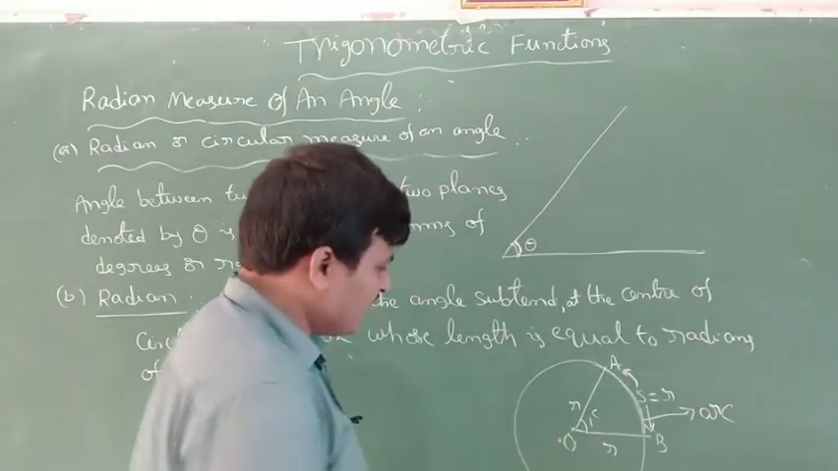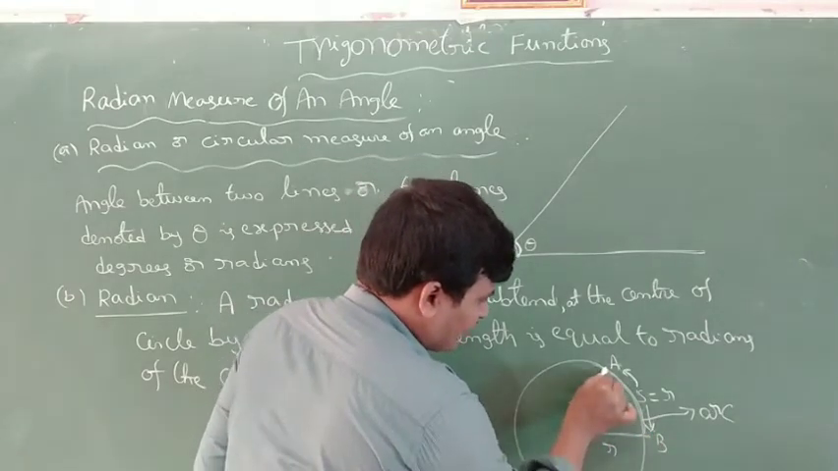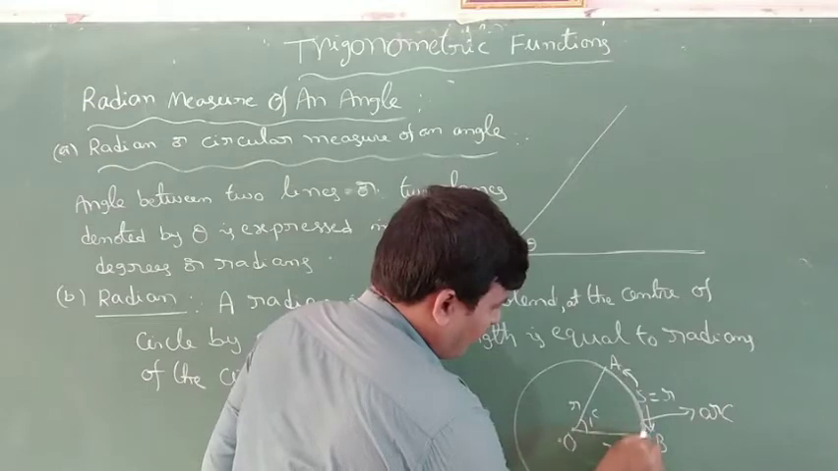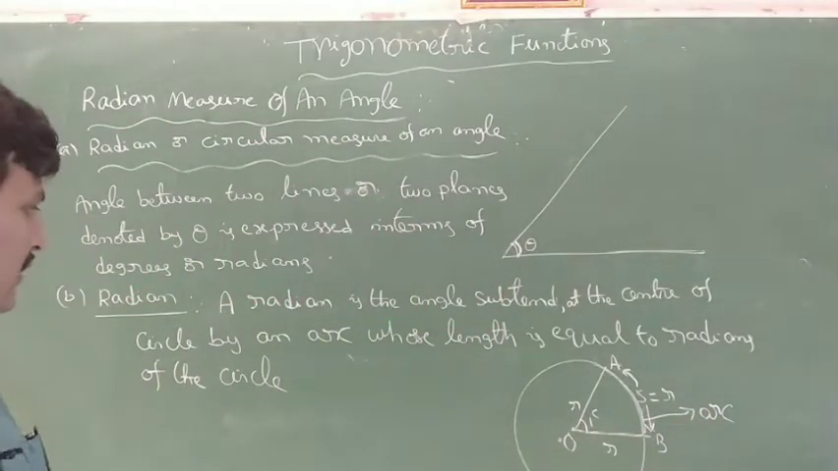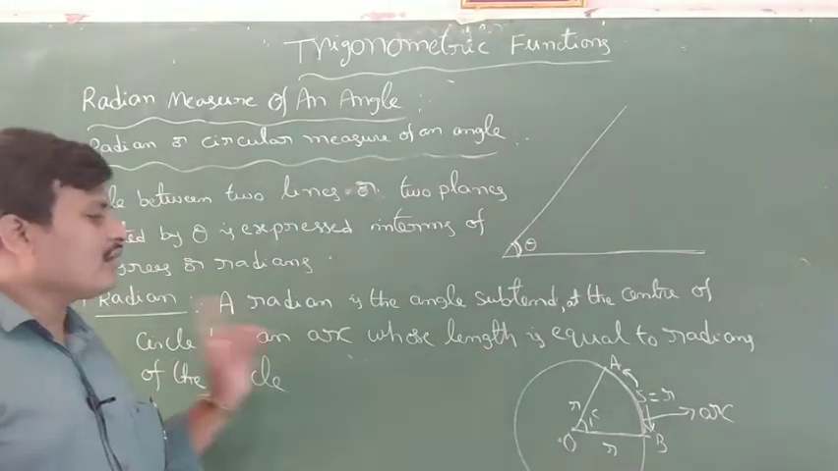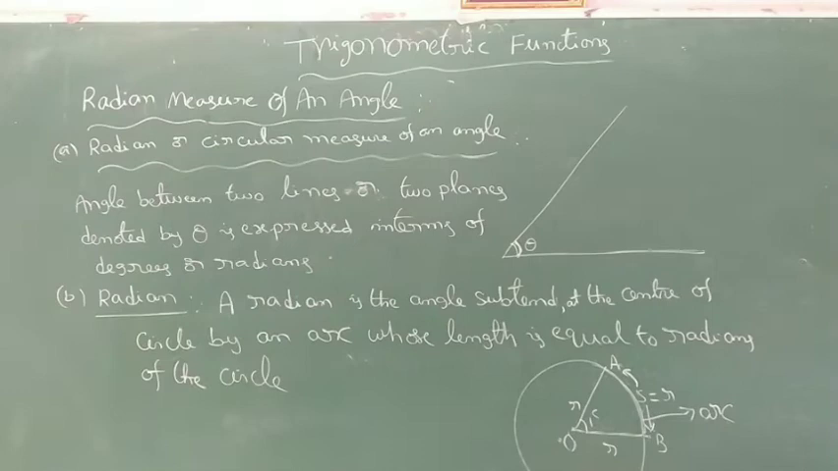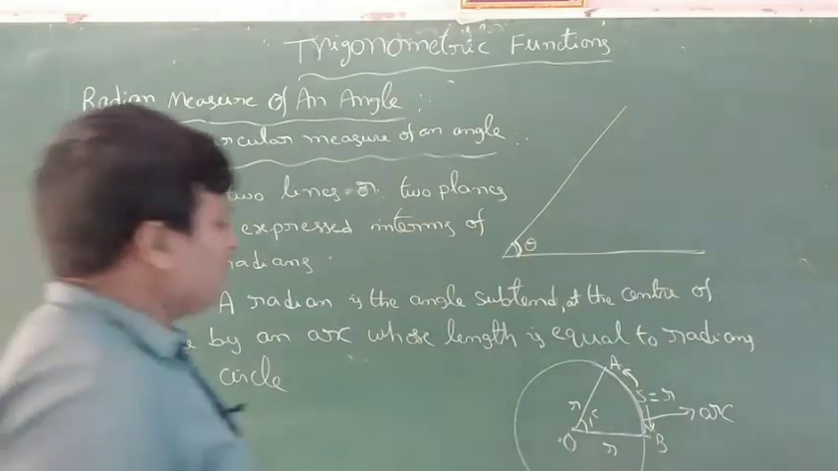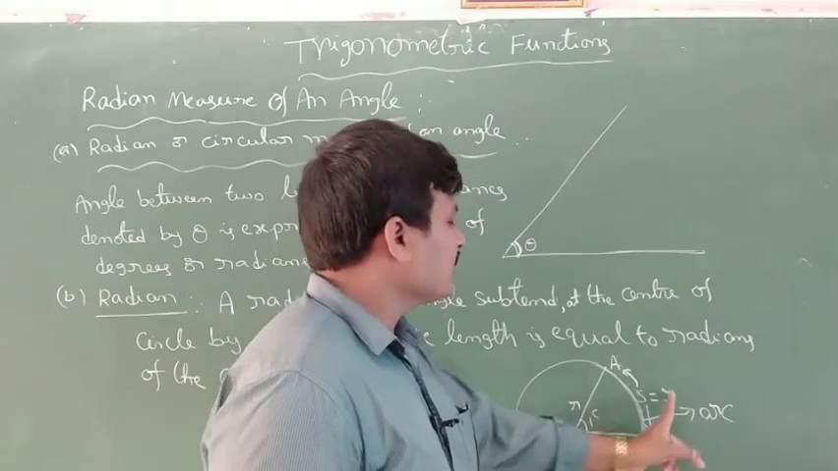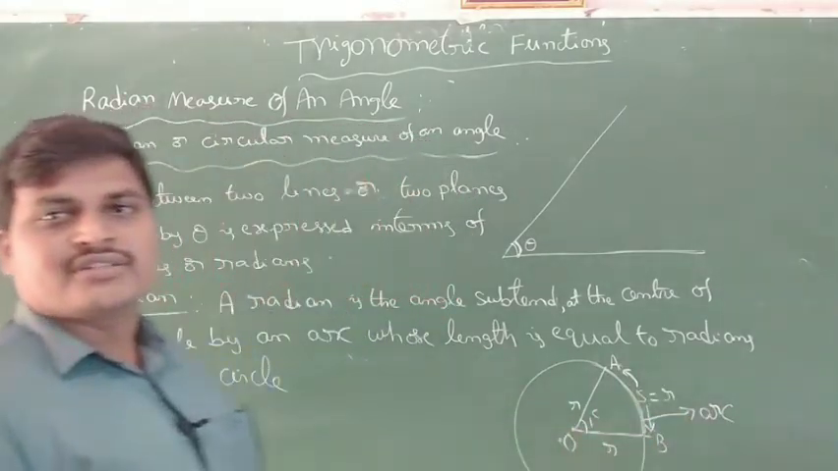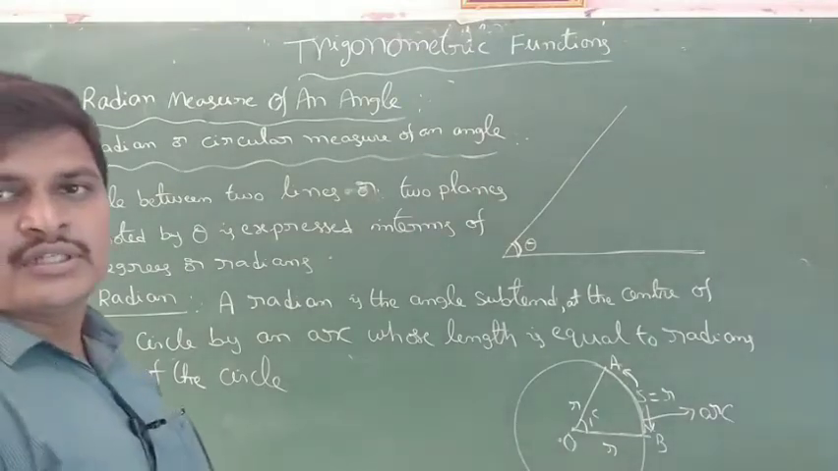Arc means what? This is the radius, this is also a radius, and this one is the arc. The radian is the angle subtended at the center of the circle by an arc whose length is equal to the radius of the circle. The arc length and the radius are both the same.